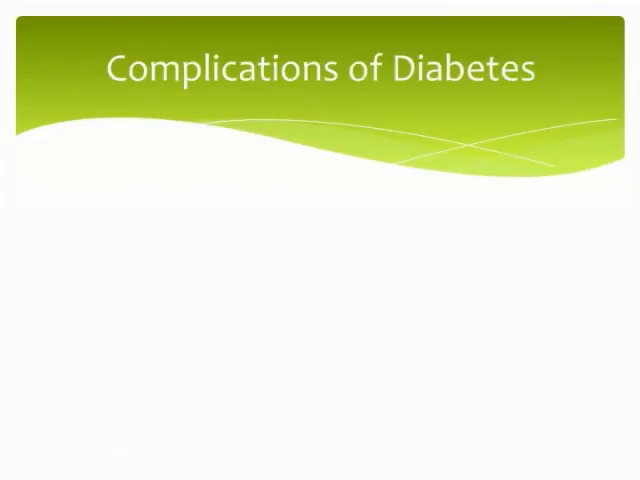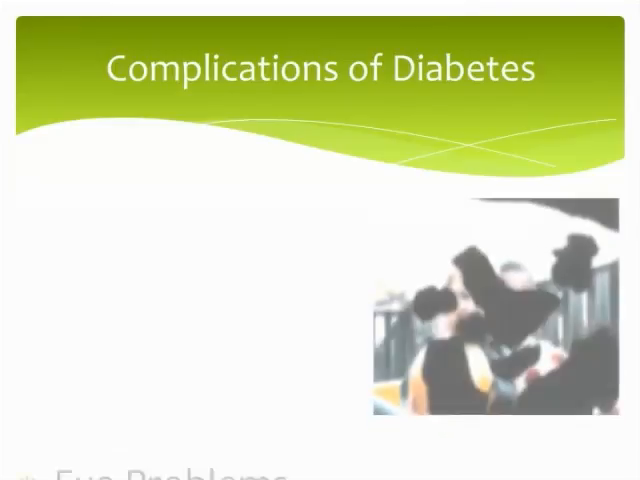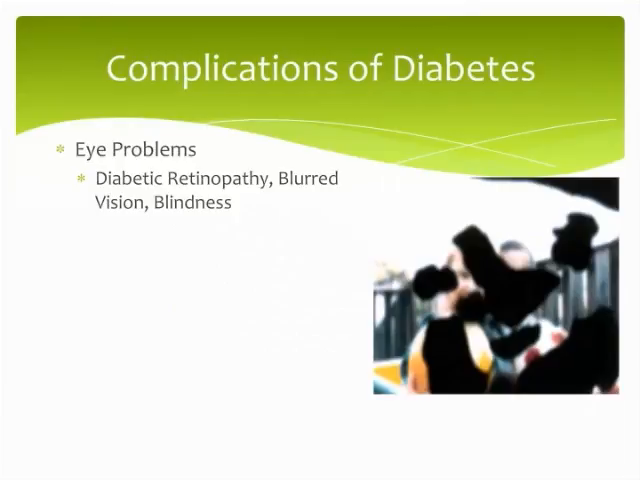Those who have diabetes, regardless of if it is type 1 or type 2 diabetes, are at an increased risk for developing complications. Complications may include eye problems, such as diabetic retinopathy, where blood vessels in the back of the eye leak and cause spots of lost vision, as seen here in this picture. Blurred vision or blindness may also occur.